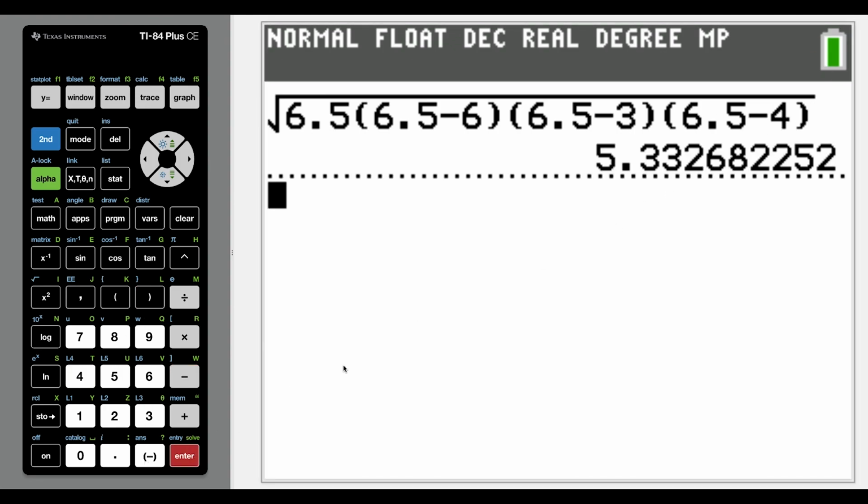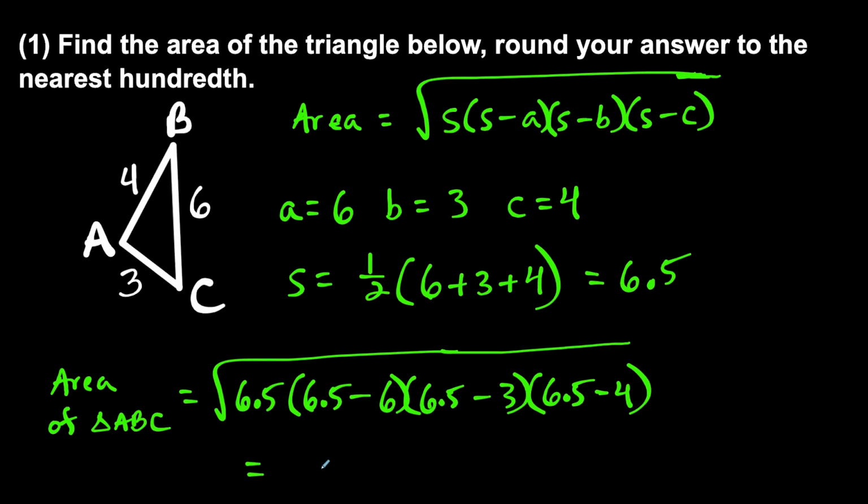And now we just press enter, and to the nearest hundredth, our area is going to be 5.33 square units. So once again, to the nearest hundredth, our answer is going to be 5.33 square units. That's the area of our triangle here.